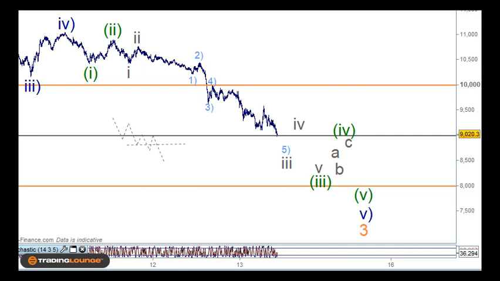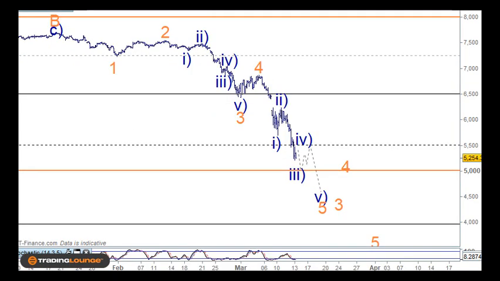Let's take a look at the FTSE. With the FTSE, I've got two counts here. So from the top up here, we've got the top of the market, we've got wave 1 and 2 here, and we can count 1 and 2 and 3 and 4 and 5 here for the third wave, and a fourth wave here, and then 1 and 2 and 3 and 4 and 5 here for the fifth wave.